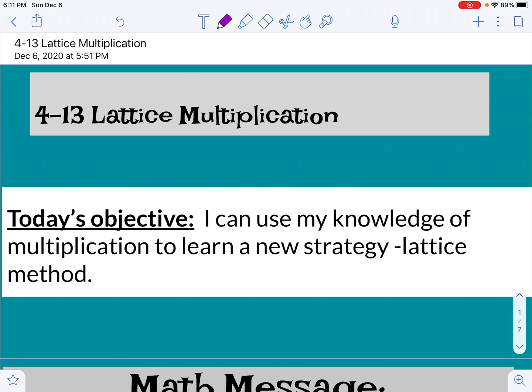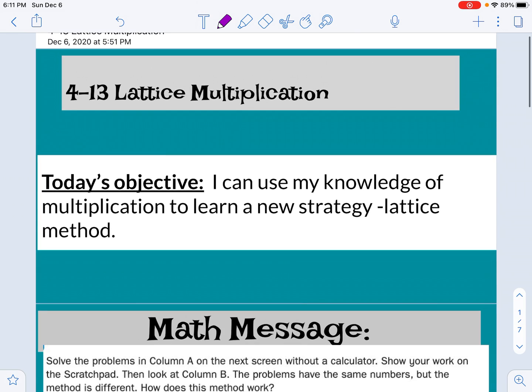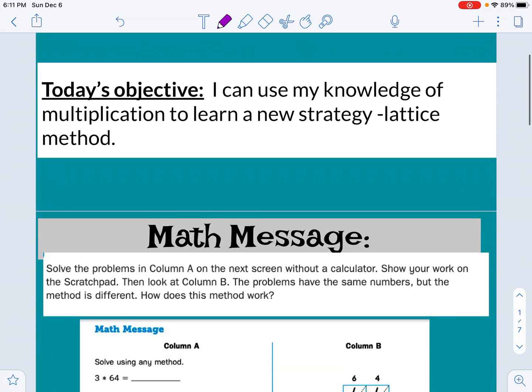You probably have seen it before. You got introduced to it a little bit last year, and it might come back to you quickly, and you might remember really liking it. Some students really enjoy this method. So I can use my knowledge of multiplication to learn a new strategy, the lattice method, today.